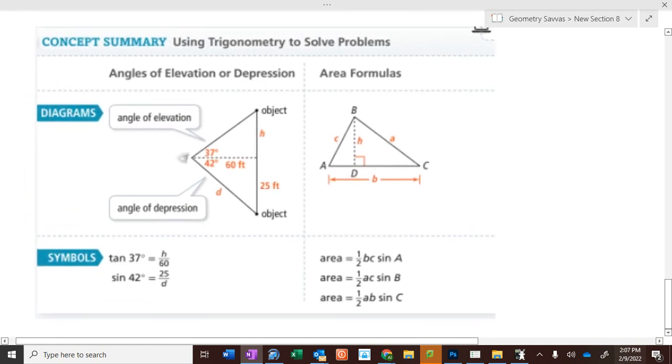So, angle of elevation, angle of depression, usually we use tangent. If we happen to have something else, we could use sine, but most of the time it's tangent with angle of elevation, angle of depression, because it usually deals with the opposite and adjacent. And then the area formulas. That's the basics of what we're doing.